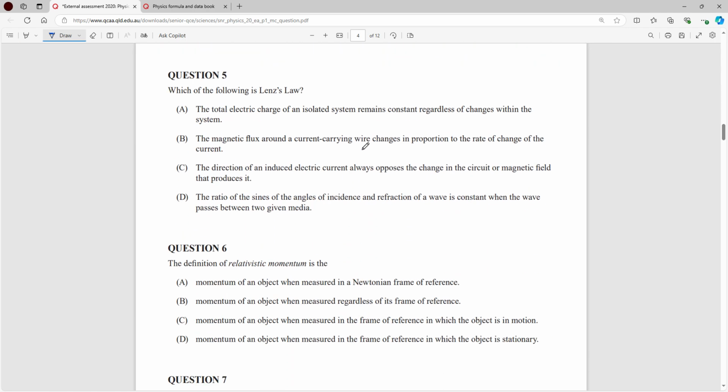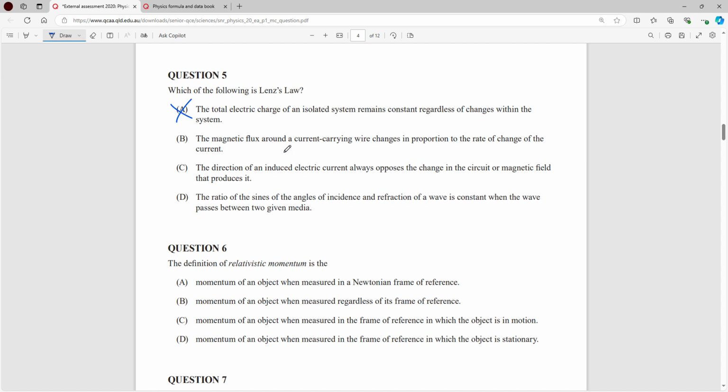Which of the following is Lenz's law? So Lenz's law is pretty much if you move a magnet through a coil, the change in flux will produce an induced magnetic field that will oppose the change in flux. So we've got to look for something around those lines here, okay? A, the total electrical charge in an isolated system, blah, blah, blah. That's not Lenz's law, okay? So no magnetism at all was there.